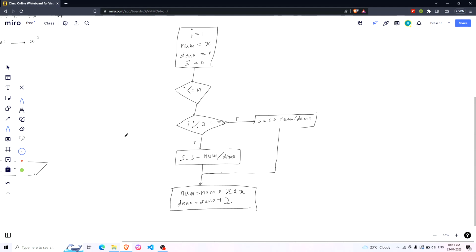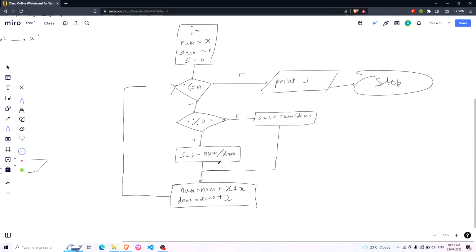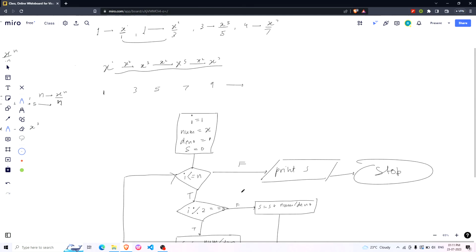So this is the flowchart for the second series. This will go back here again. And once we come out of this loop, we simply have to print the value of s. Of course, stop the program also. Right. I hope the second series is also clear. Now let's come to the third series.